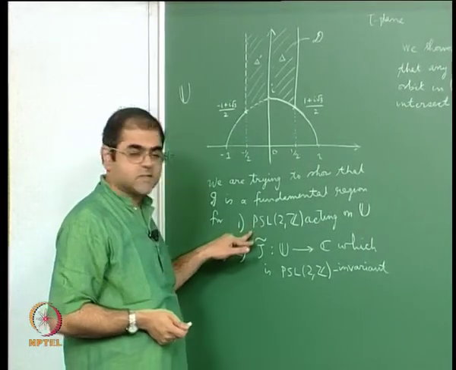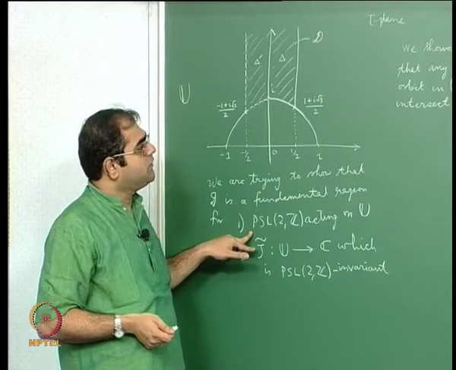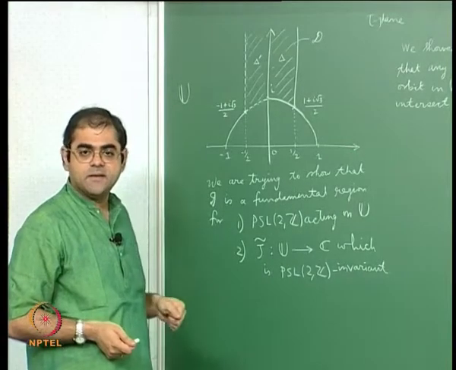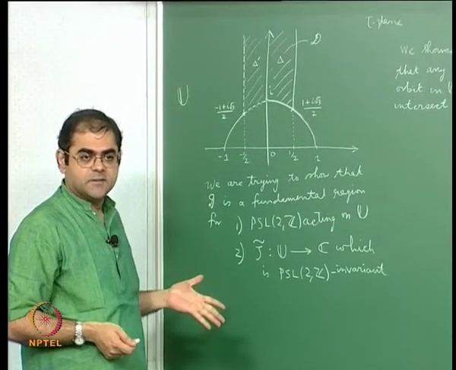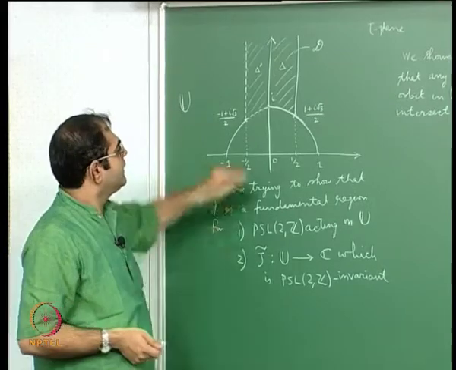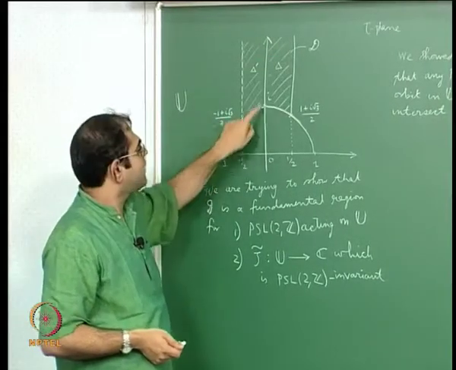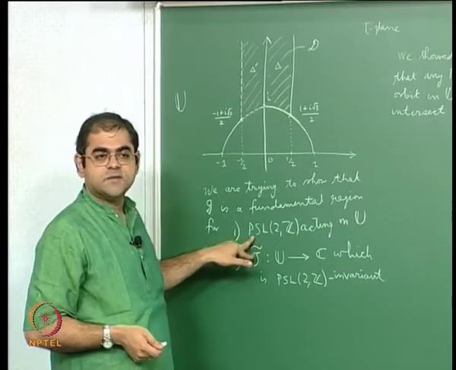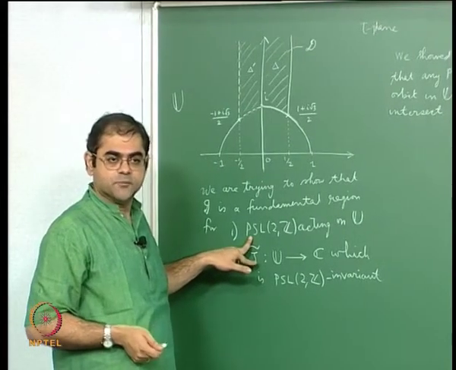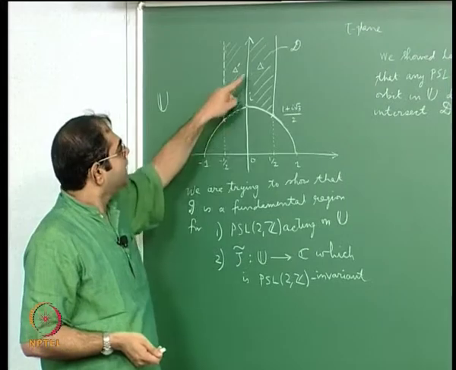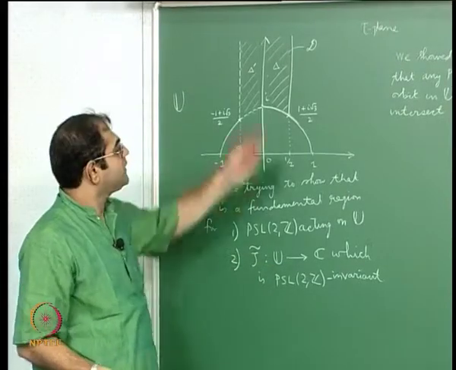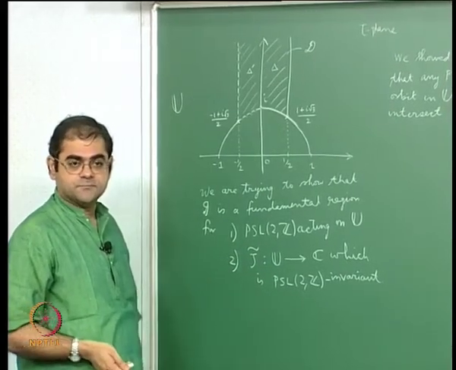Now what we will try to prove next is that the intersection is unique, namely that for every PSL2Z orbit there exists one and only one point of script D where it intersects script D. So this will tell you that script D consists of a full set of representatives of the orbits of PSL2Z on U. In other words, it will show you that the restriction of the quotient map from U to U mod PSL2Z, if you restrict it to script D, will be bijective.